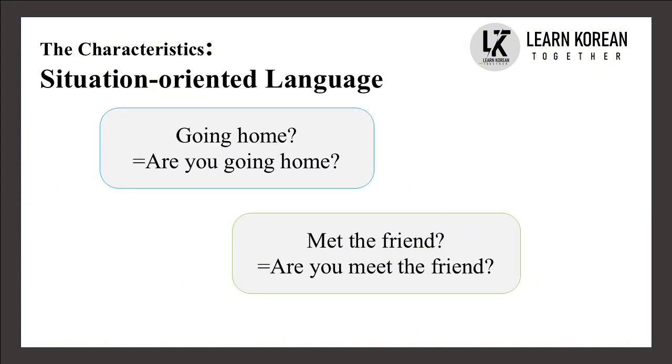Another characteristic of the Korean language is that it is situation-oriented. This means that in specific contexts or situations, certain components, such as the subject of a sentence, can be omitted. For example, when asking, "Are you going home?" in Korean, you can simply say, "going home." Similarly, when asking, "Did you meet the friend?" you can skip "you" and say, "met the friend."